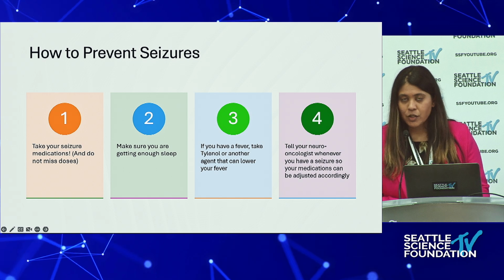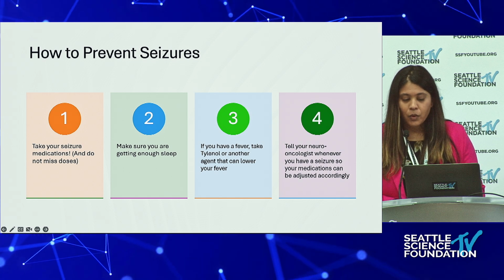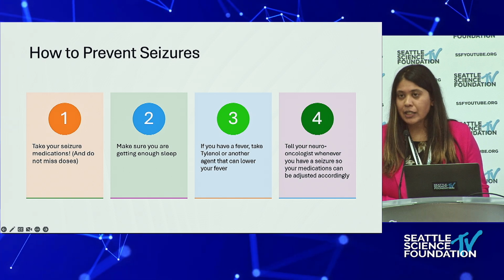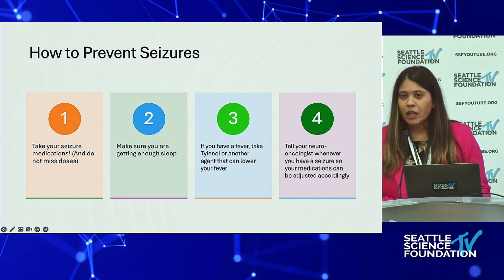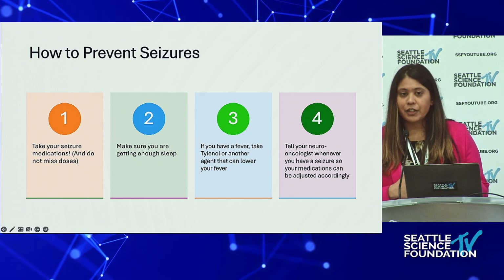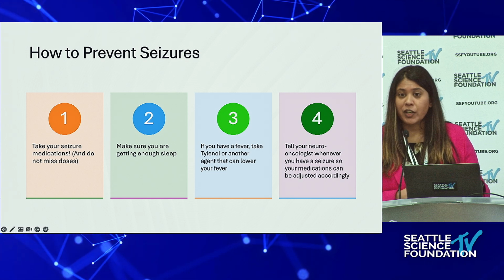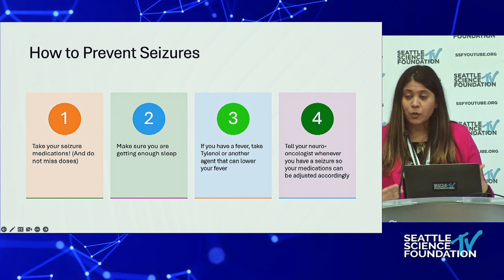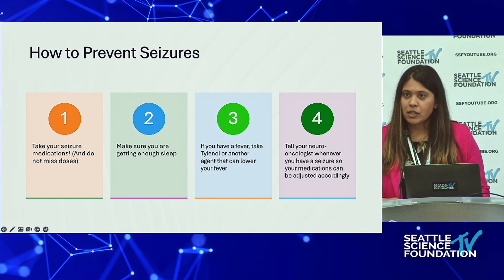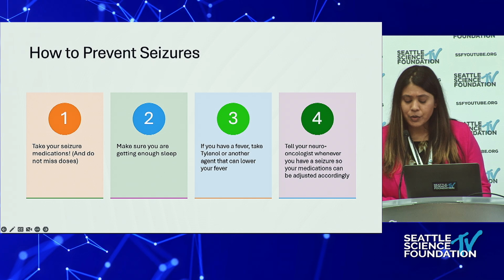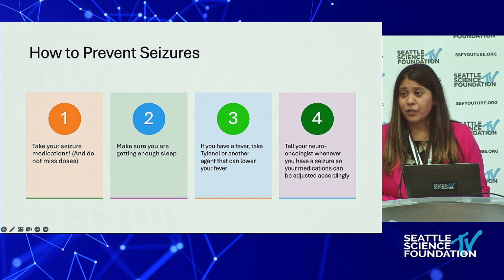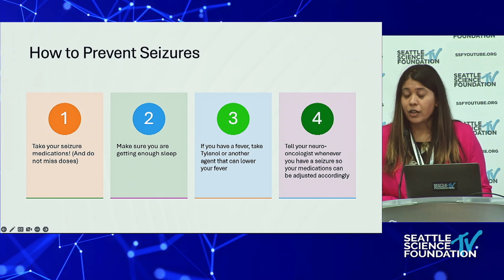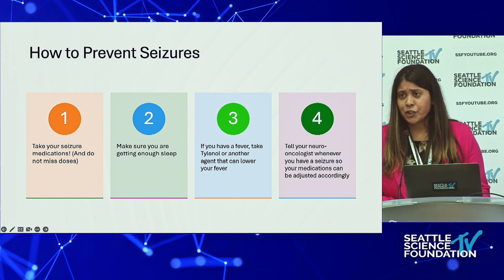Tell your neuro-oncologist, or whoever's managing your seizures, whenever you have a seizure so your medications can be adjusted accordingly. If you have a very clear trigger, like I missed my medication dose or I just didn't sleep the night before, I had so much stress, oftentimes we won't necessarily change your medication dosing. But especially if you've just had no identifiable trigger, then we need to adjust your meds accordingly.